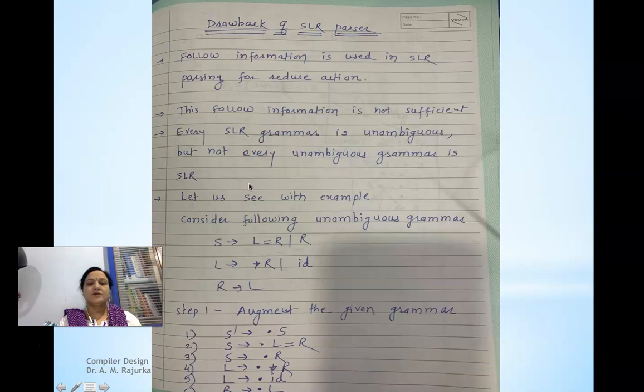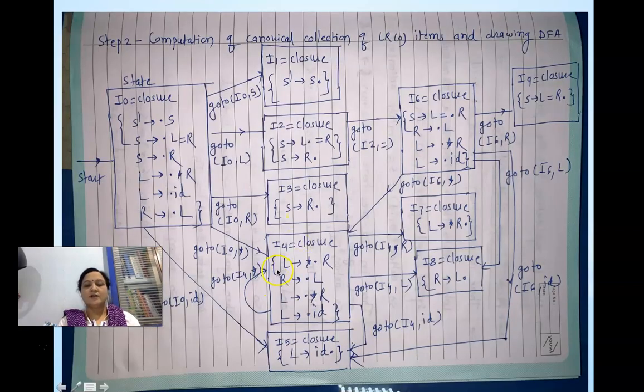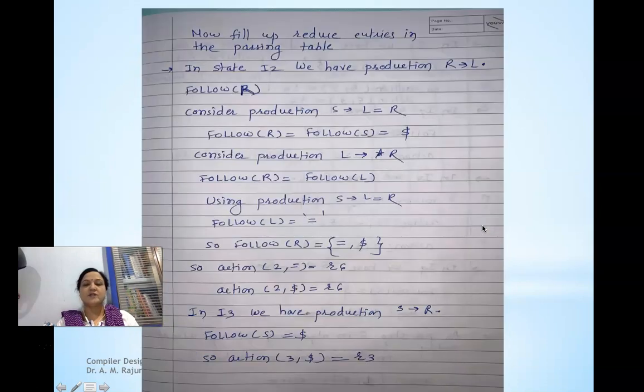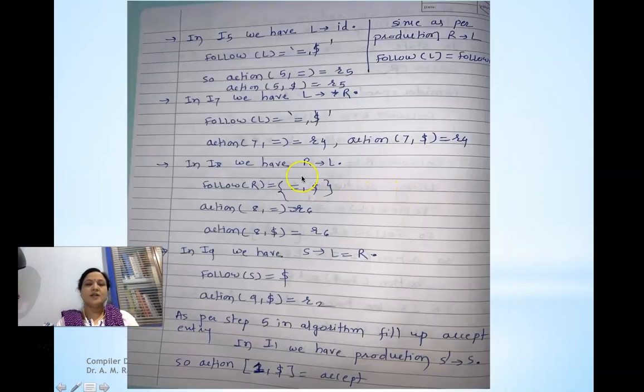We are going to see here the next reduce action. For the next reduce action, we have to see after I5 in I6 is there any complete item? No, there isn't any complete item. In I7, yes, L tends to star R dot is a complete item which will lead to reduction. So in I7 we have a production L tends to star R dot.